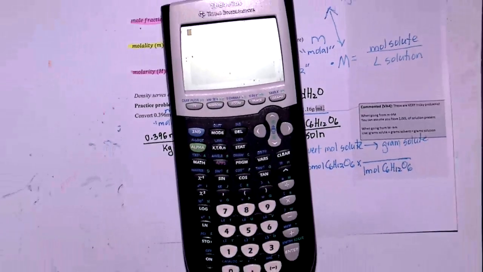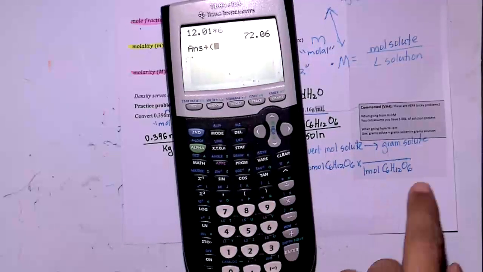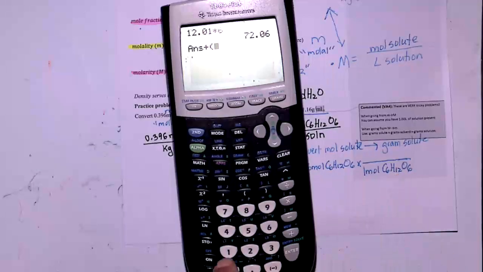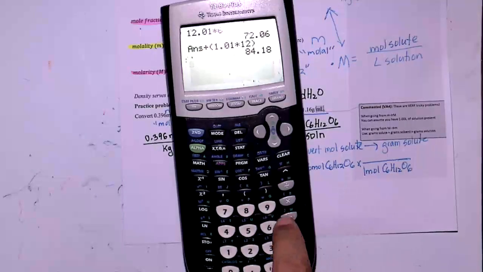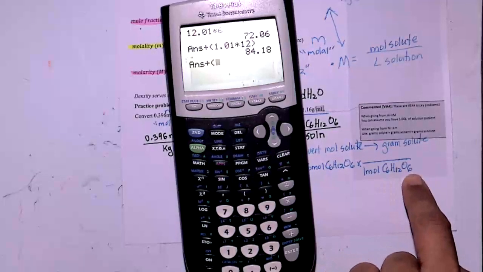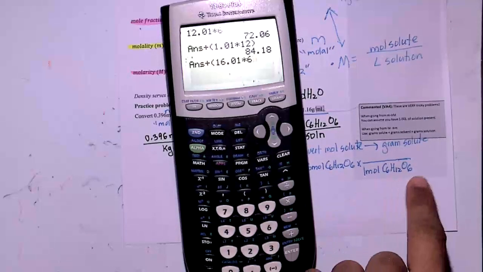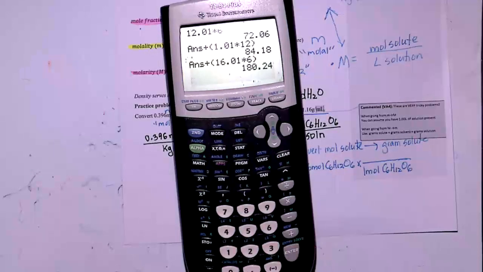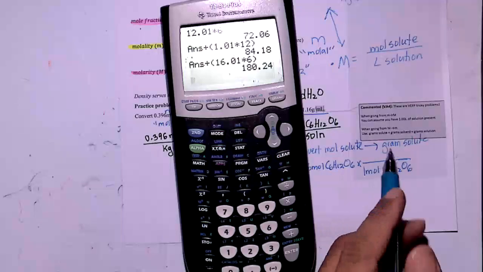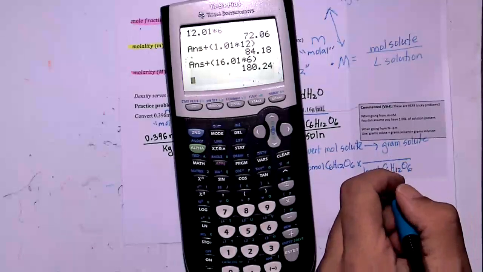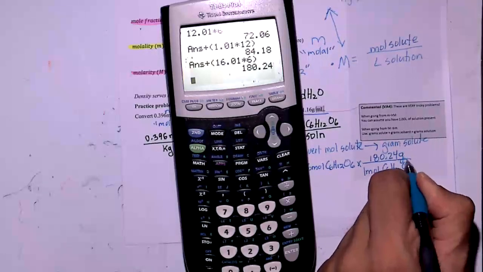Okay, carbon is about 12.01, right? So 12.01 times 6 plus what's hydrogen? Yeah, 1.01 times 12 because we got 12 of them in the formula. Plus what is oxygen? 16. Yeah, very good. 16.01 times 6 because there's 6 of them in the formula. See, without our periodic table, we were able to guess with good, reasonable accuracy. The molecular weight of glucose is 180.24 grams, okay?